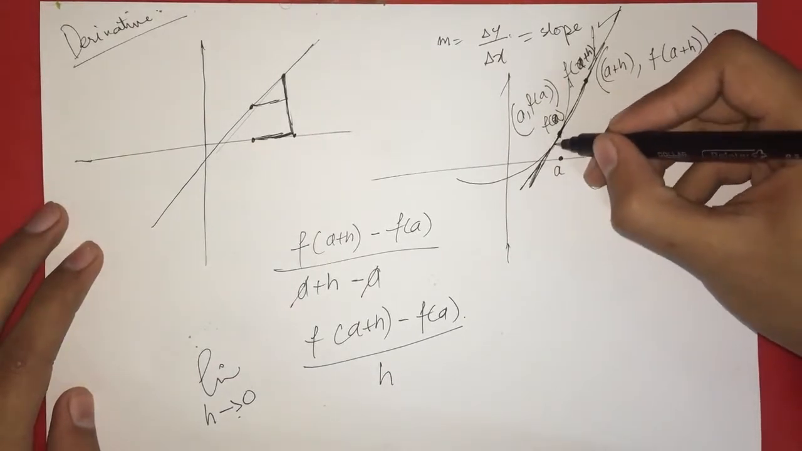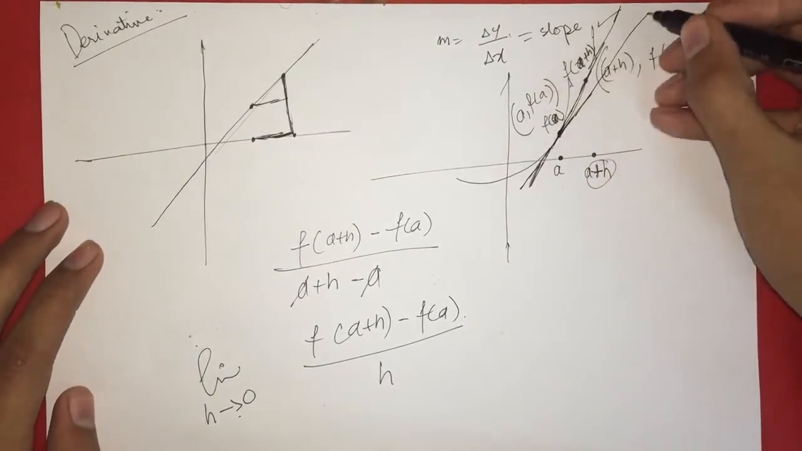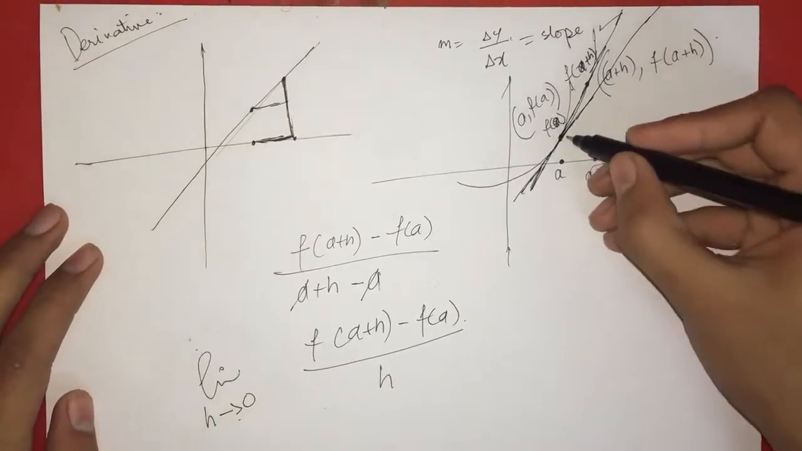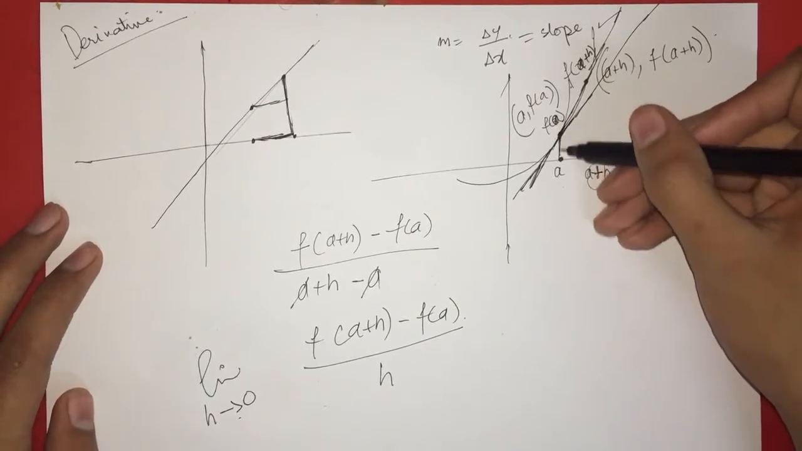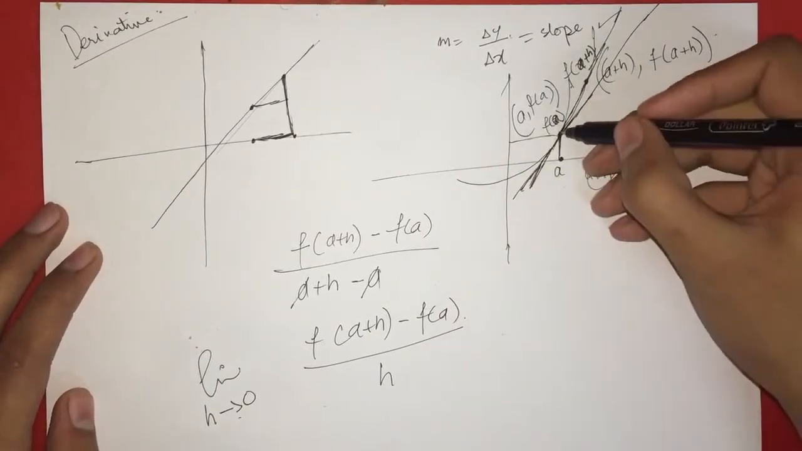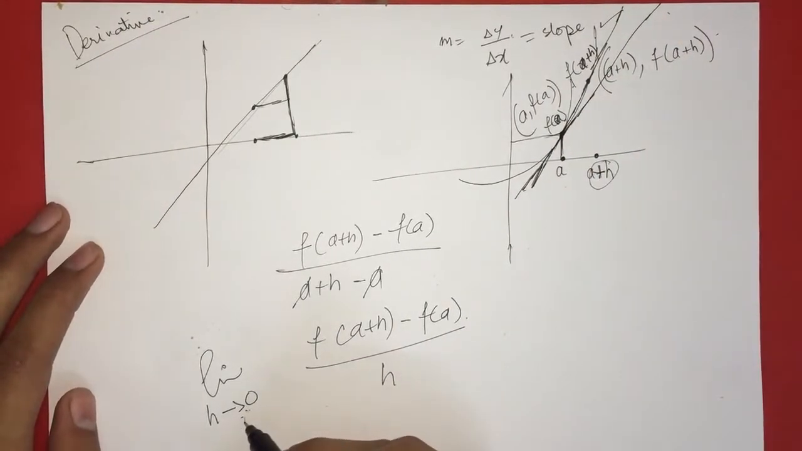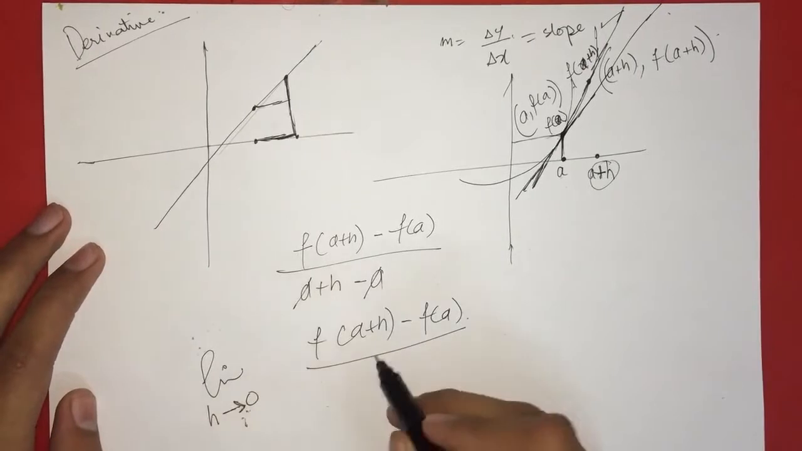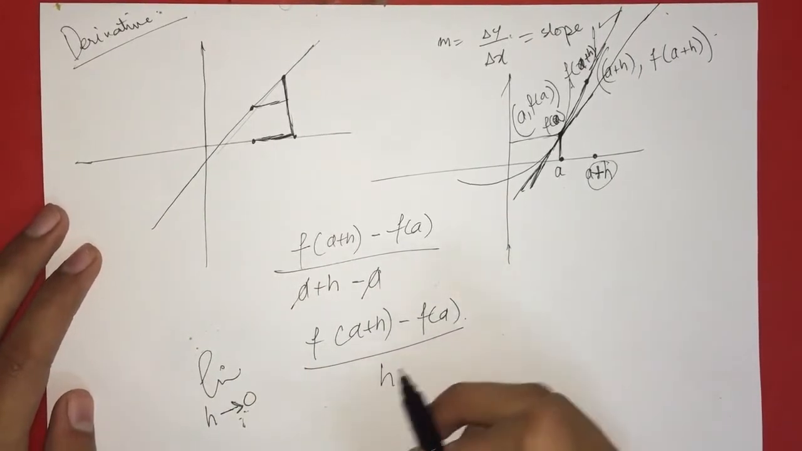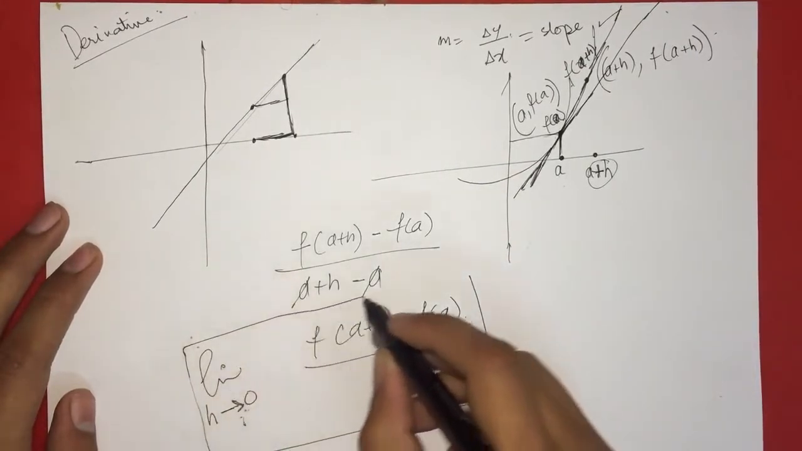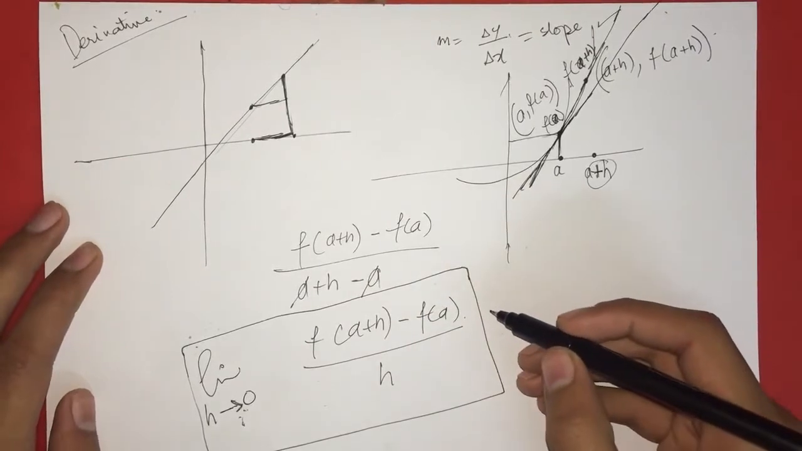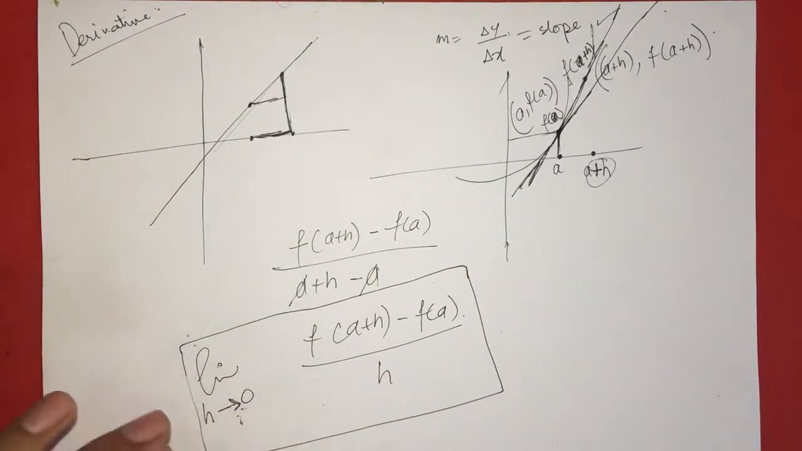When we join those 2 points, we'll get a tangent line instead of a secant line, and the slope of that tangent line will show us the instantaneous slope at this exact point, which we wanted to find. So when the limit of h approaches 0, we have f of a plus h minus f of a, divided by h. This is your formula for instantaneous slope, or in mathematical terms, the derivative of a function.